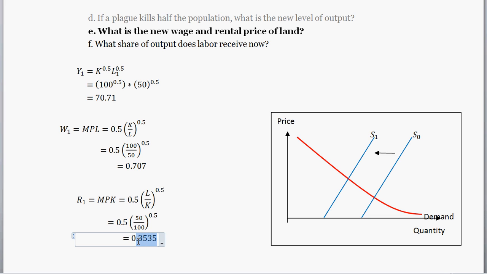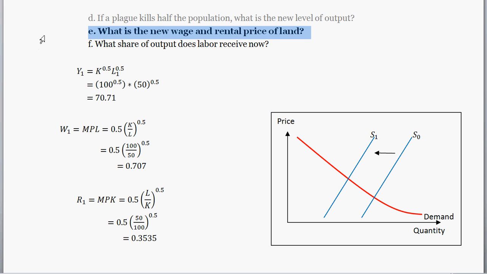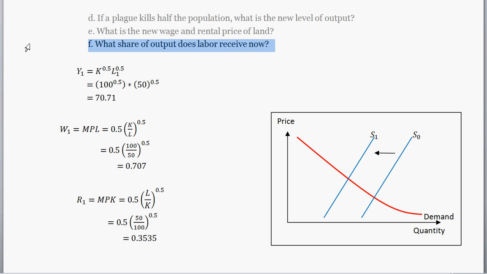And then you have a similar story with capital. Capital is just relatively less scarce, and so the value of capital, the price that firms are willing to pay for capital, is going to go down. It was 1/2, and now it's 0.3535. Wages were 1/2, and now they're more expensive at 0.7. Cool. So that's E. And lastly, part F.